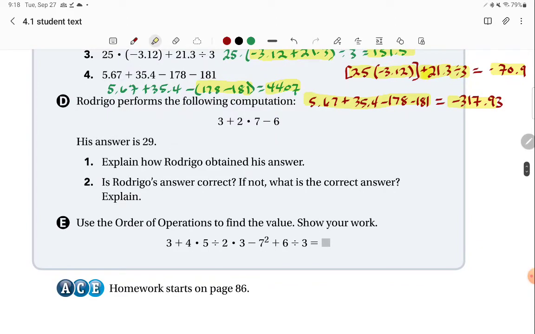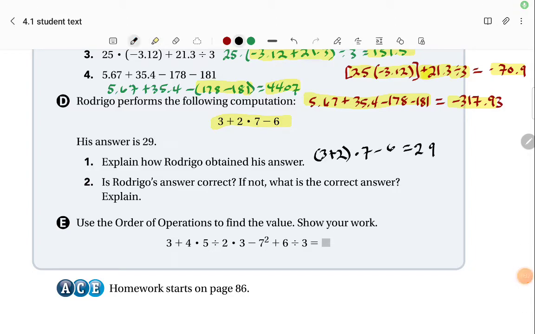Okay, then on D, it says Rodrigo performs the following computation. His answer is 29. Explain how Rodrigo obtained his answer. Whether it's right or not, I don't think that's what we're looking for. It's just throw some parentheses in there and show us how he got 29. So similar to up there, but you're trying to get a target number of 29. Go ahead and copy this in your notes and see if you can't throw some parentheses in there. I'll give you a hint. It's one set of parentheses and get 29.